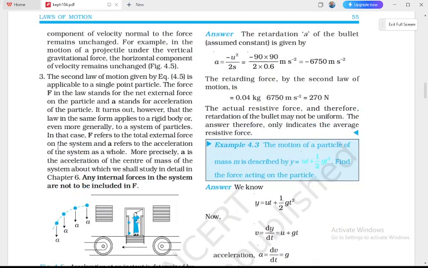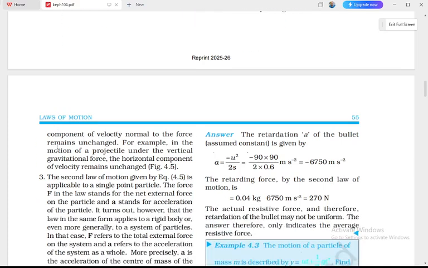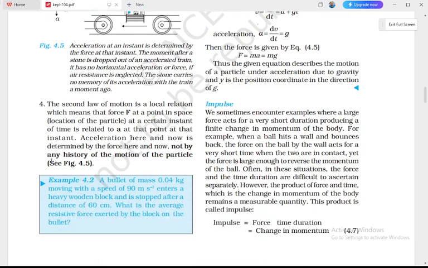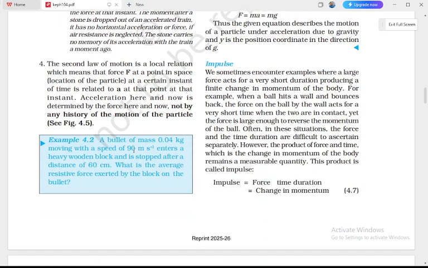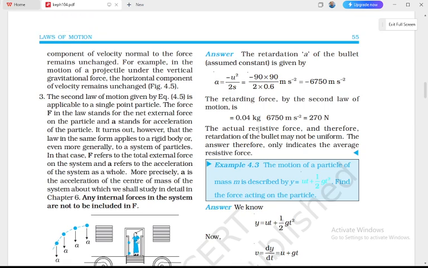Now we learn this one, that is this question answer. There is a question here, a bullet of mass 0. We will learn later on the question answers. This is the question, this is the answer.